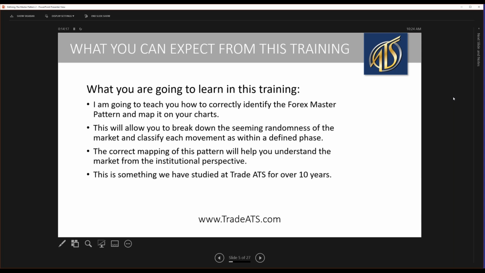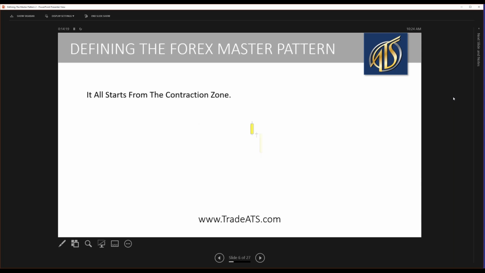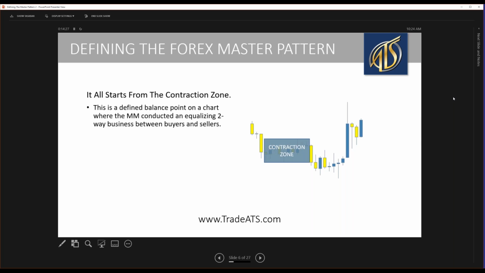So, okay, that being said, it all starts from the contraction zone, the all-important contraction box. This is a defined balance point on a chart where the market maker conducted an equalizing two-way business between buyers and sellers. That's what creates this contraction. Some people will call it consolidation. Some people will call it accumulation. We think contraction is the best way to put it, because the markets are tightening.